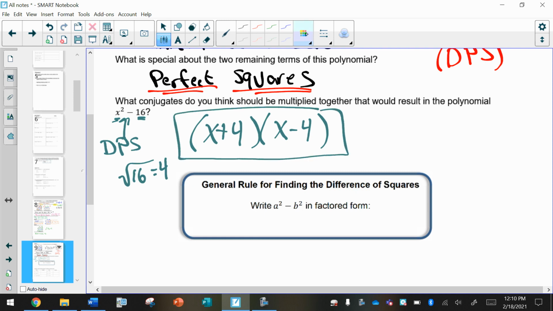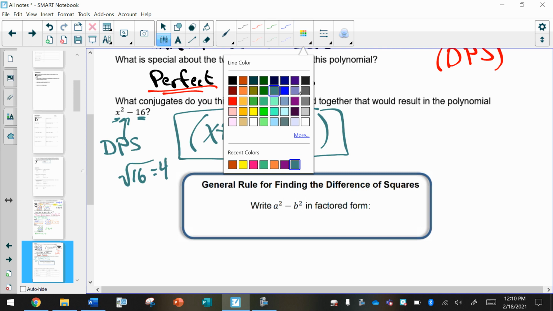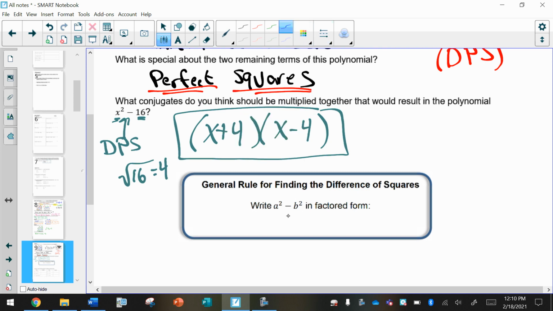So for any generic difference of two perfect squares, that's a subtraction sign in between two perfect squares, your factored parentheses will be a plus b, a minus b. Same every time. The square root of a squared is a and a. The square root of b squared makes it b and b. If there are numbers there, you do the square root of the number. If there are letters there, you just divide the exponents by 2 and split them evenly between the two parentheses.